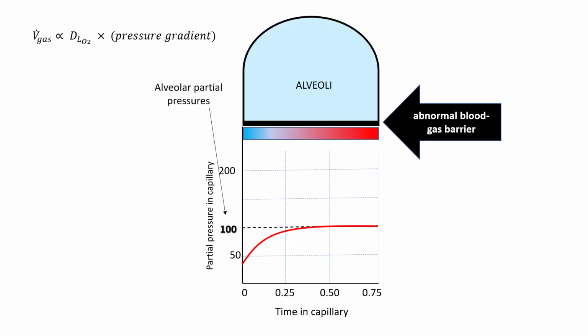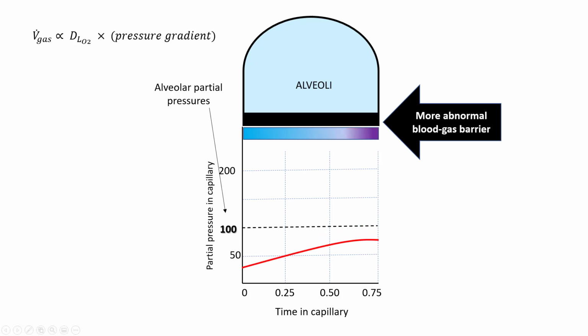As your alveolo-capillary membrane gets worse, the oxygen takes longer time to diffuse through. And as it gets even worse, you can see that the final P capillary O2 doesn't equilibrate with the alveoli. Now we can see that at a really abnormal blood gas barrier, the oxygen can become diffusion limited.